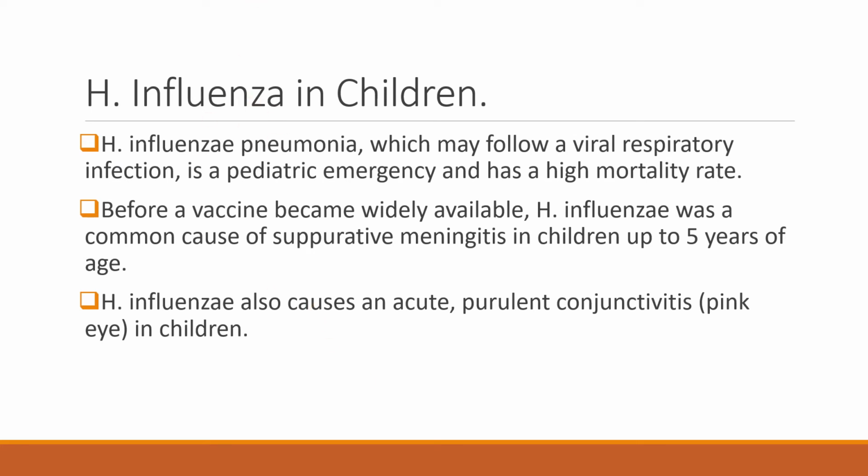Then H. influenzae infection in children. H. influenzae pneumonia, which follows a viral respiratory infection in a pediatric patient, is an emergency and has a high mortality rate. And before a vaccine became widely available, this H. influenzae was a common cause of suppurative meningitis in children up to 5 years of age, and that also causes an acute purulent conjunctivitis in children. So that leads to the suppurative meningitis as well as the conjunctivitis in children, and also a cause of pneumonia.